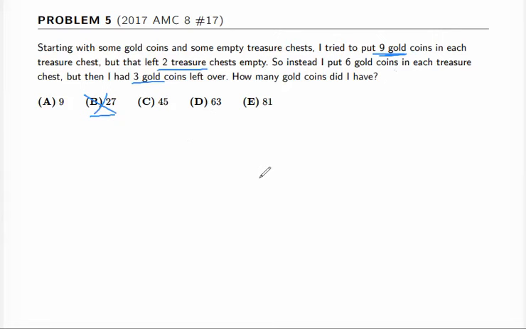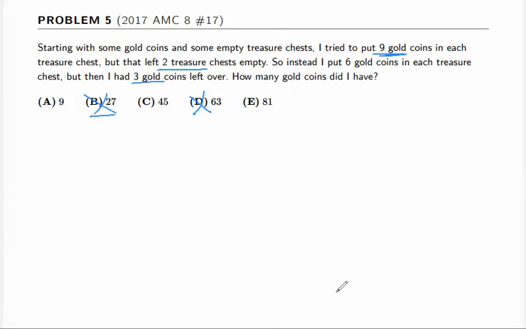But let's say 63 is the answer. Then you can just put 9 gold coins into 7 chests. And if there are 2 more left, that will be 11 in total. And if you put 6 into each of those 11, that's 66. Plus 3 is 69, but that was supposed to be 63. So as you see, that doesn't work. So you can choose those choices and try every single one of them until you get what you want. In some cases, that's okay if you are not able to make an equation.